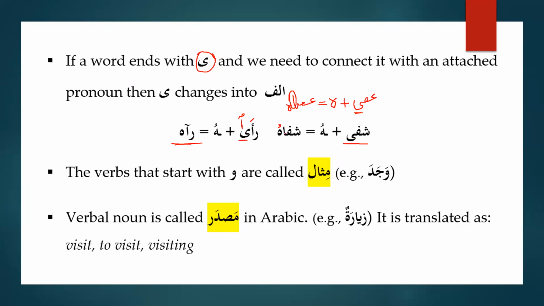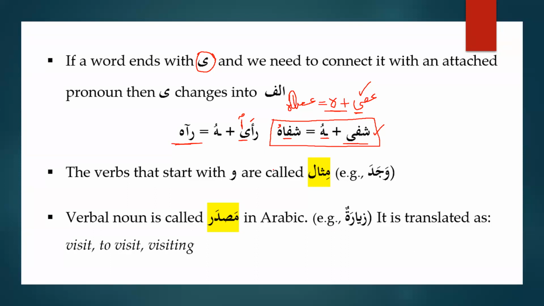But I want you to focus on this rule, that whenever you are connecting a verb or a noun, it can be a verb or a noun. This is the example of a verb and this is the example of a noun. If it ends with alif maqsura and you want to connect it to an attached pronoun, any kind of attached pronoun, then we change alif maqsura into a regular alif.